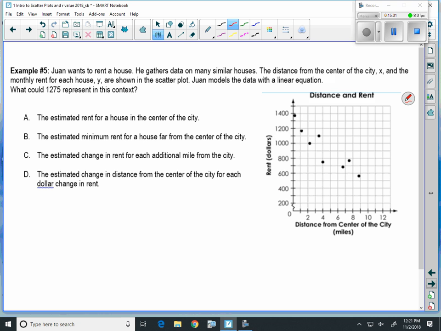Okay, Juan wants to rent a house. He gathers data on many similar houses. The distance from the center of the city is X. So here's our distance in miles from the city, and monthly rent for each house is on Y. What could the 1,275 represent in context? What do you think? What could 1275 mean in context?